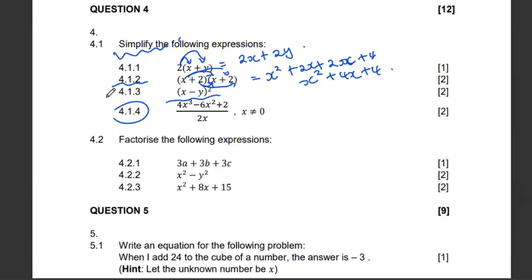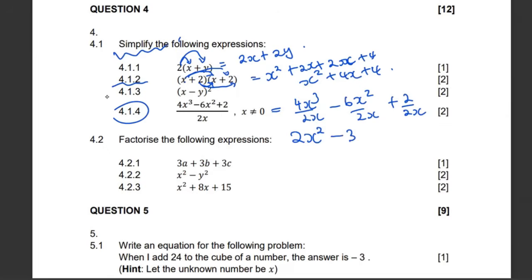And then 4.1.4, if we have a division of expressions, you need to split up, meaning that we shall have 4x cubed over 2x minus 6x squared over 2x plus 2 over 2x. 4 divided by 2 is 2. x cubed over x, we have x squared. 6 divided by 2 is 3. We have 2 x's on top, 1 x down, so 1 x must be cancelled. 2 cancels 2, we have 1 over x. So there we go.